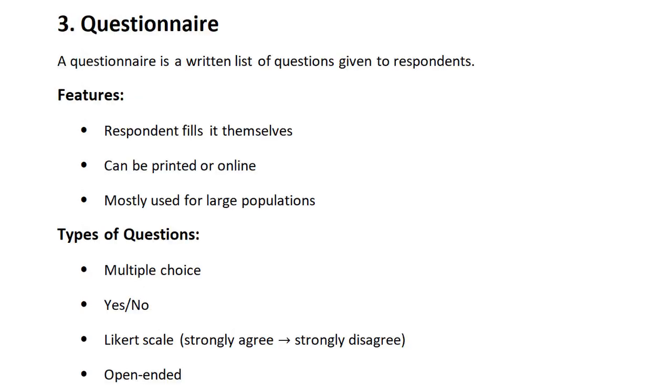The next mode of data collection is the questionnaire. A questionnaire is a written list of questions given to respondents. Respondents fill it themselves. It can be printed or it can be an online questionnaire. It is mostly used for a larger population. Now let us look at the four different types of questions. It could be a multiple-choice question, a yes-no type of question, a Likert scale, that is either strongly agree or strongly disagree type of question, or an open-ended question.